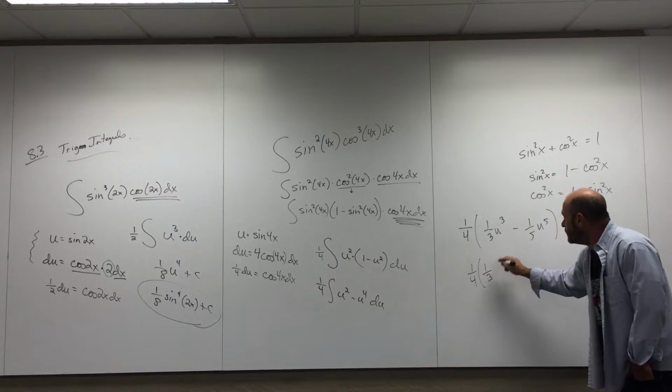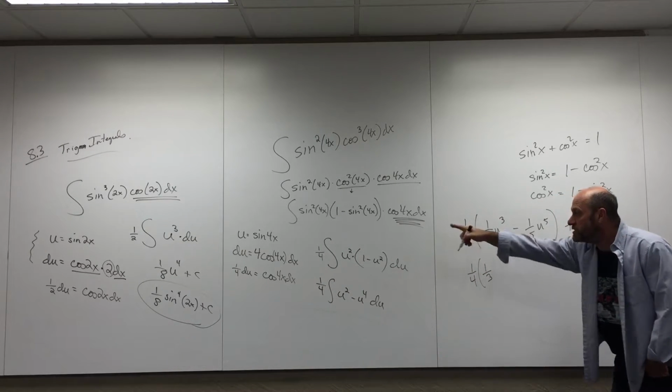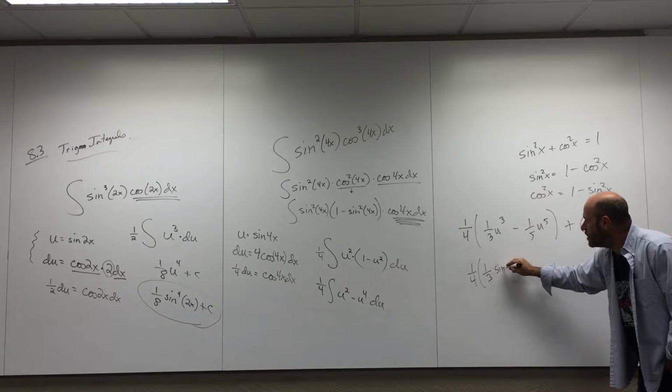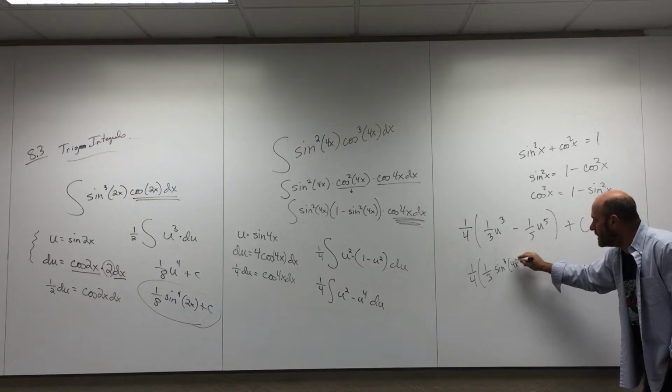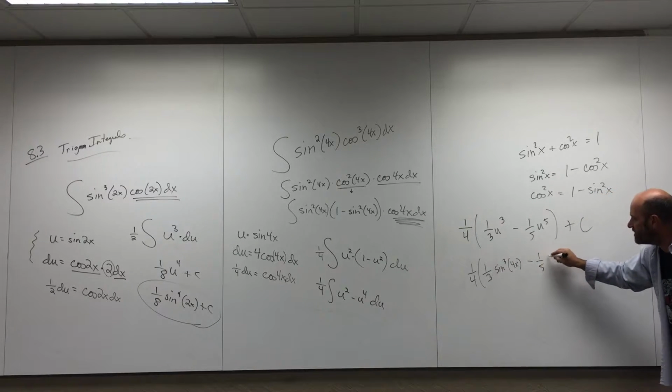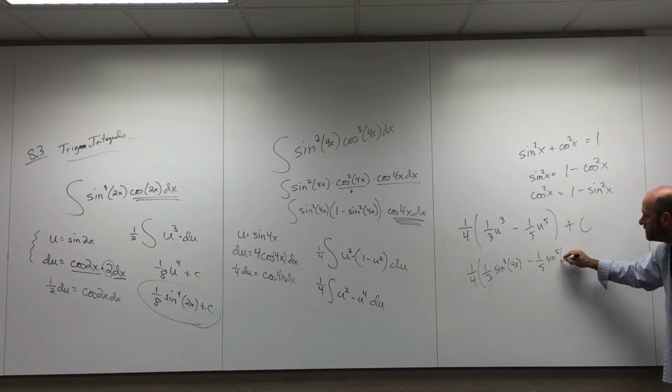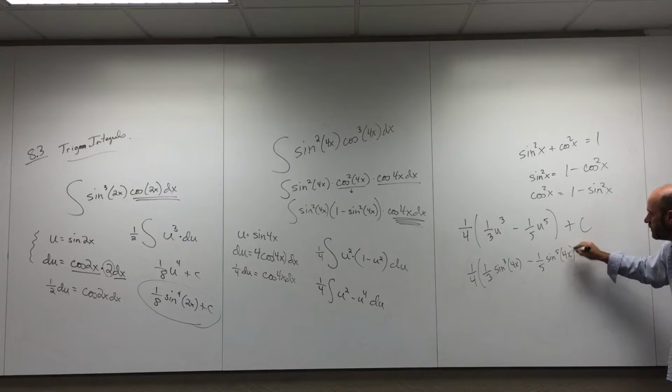What is the u, though? What was the u? Sine 4x. So it's the sine cubed of 4x that is that. And then this is 1/5 sine to the 5th of 4x. Yeah, there's the answer.